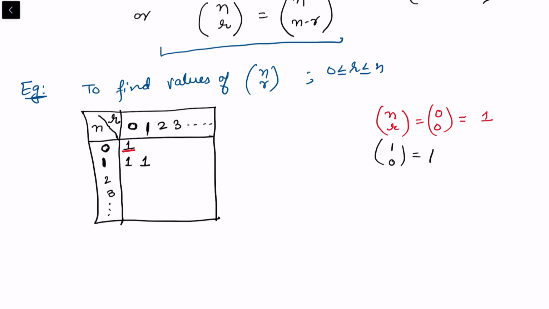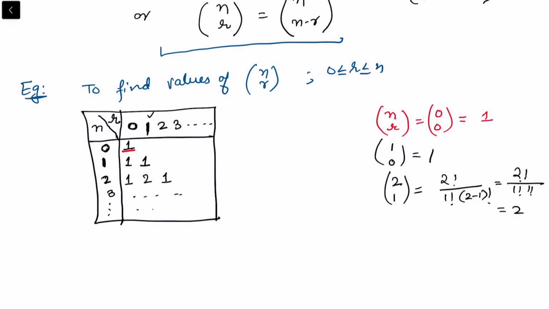So now we move forward. This is 1. In case you want to choose 2, and then here it is 1. If you want to select 2, choose 1, you can calculate this from the formula. This is 2 factorial over 1 factorial times 2 minus 1 factorial. So we have 2 factorial upon 1 factorial into 1 factorial, and we know this value is 2. Then similarly 2 choose 2 is 1, and we continue filling the table.